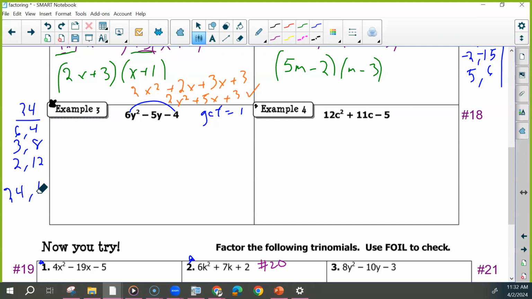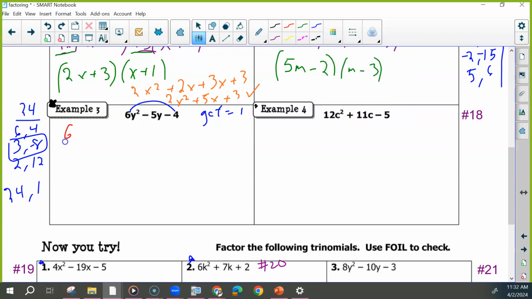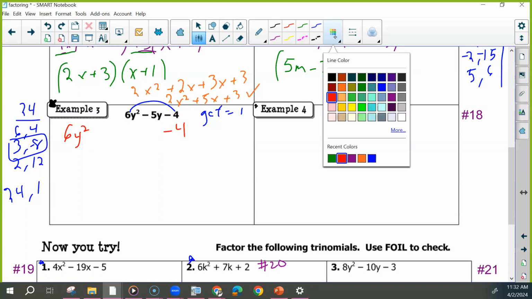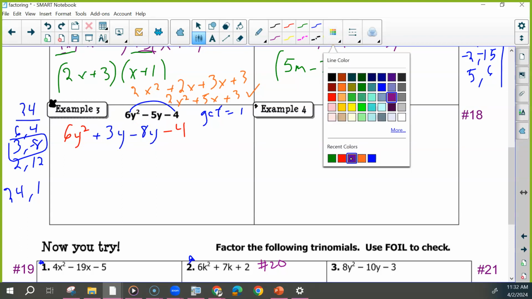1, 2, 3, 4, 5, 6. That's all of them. Okay. And then which of those, if we added or subtracted them together, we get negative 5? Negative 8 and positive 3. There we go. So then rewrite this into 4 terms. First and last stay the same. And split that down the middle.